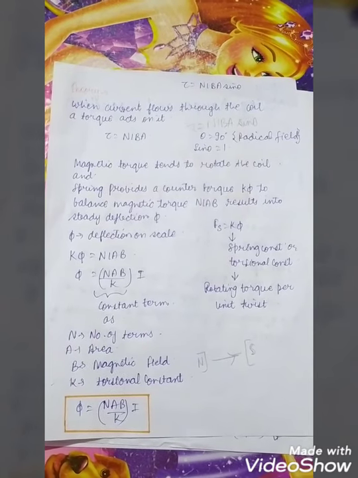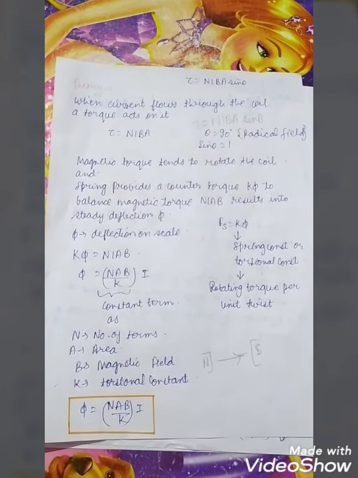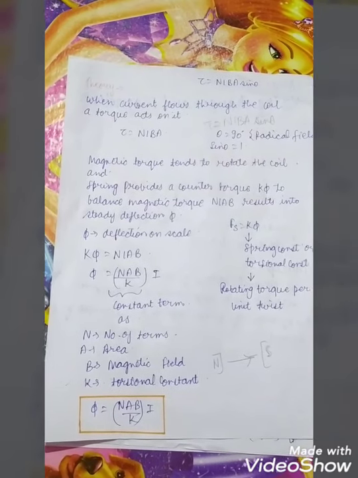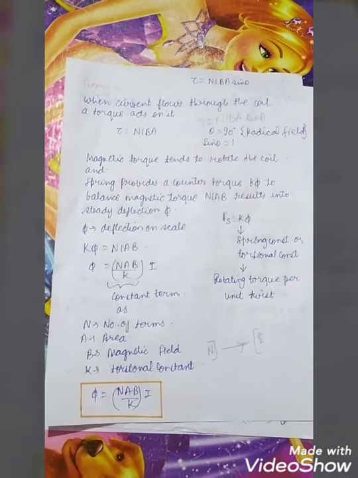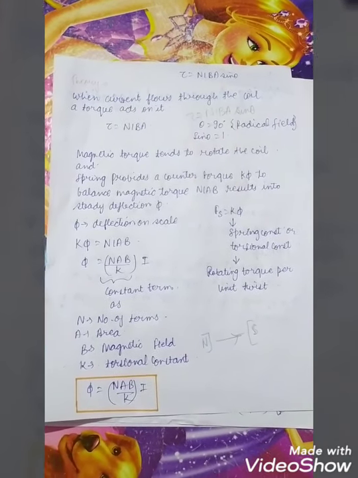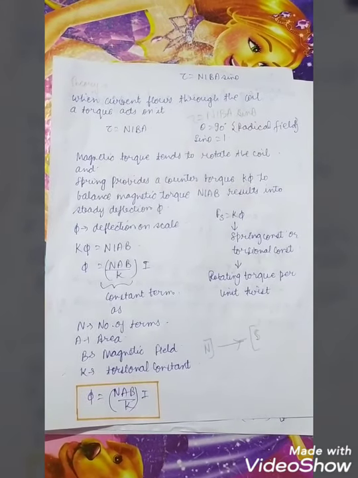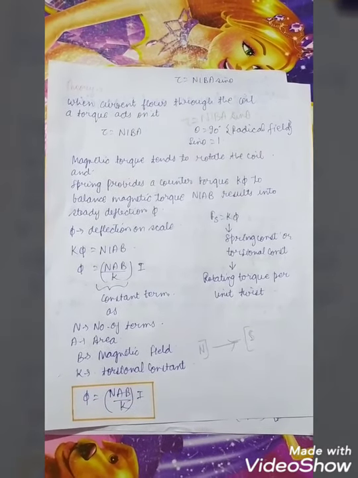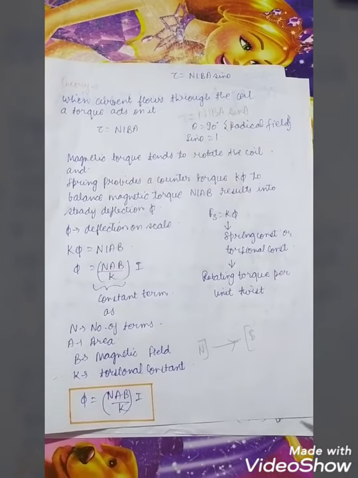And what does this magnetic torque do? This magnetic torque tends to rotate the coil, as already discussed. And when this magnetic torque is rotating the coil, what happens? As we are using a coil, the coil should also have some counter torque. So the spring, or I can say the coil, provides a counter torque which is Kφ.